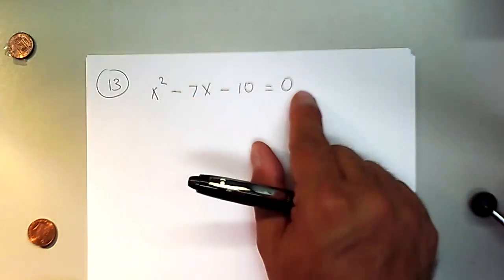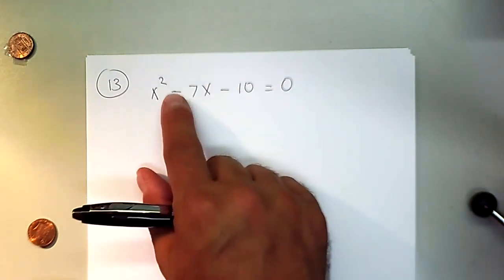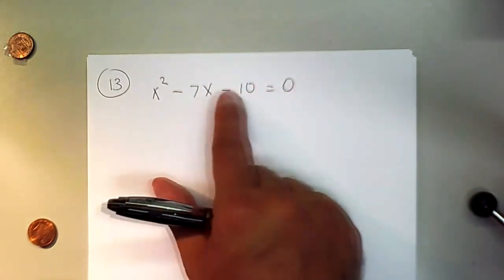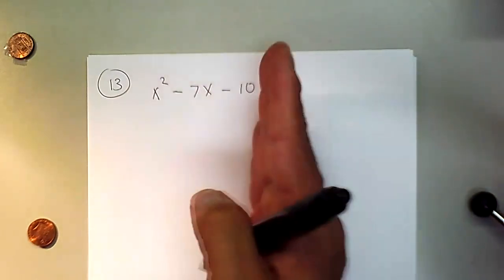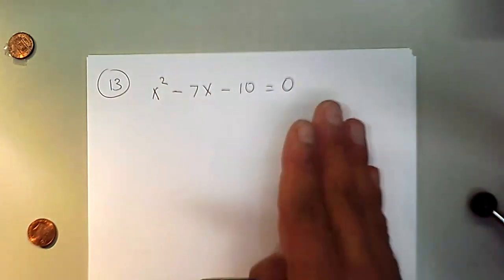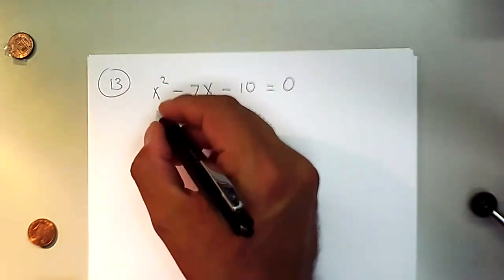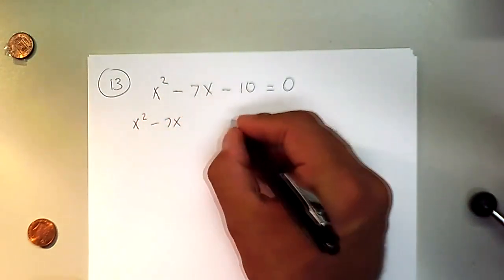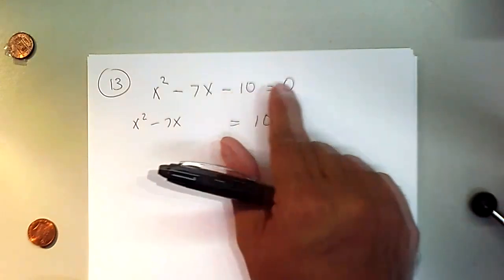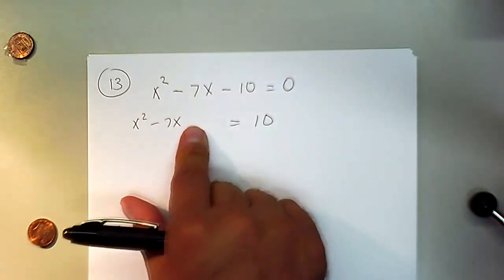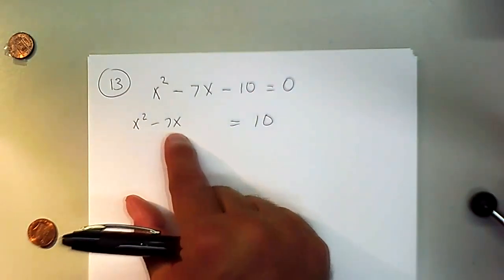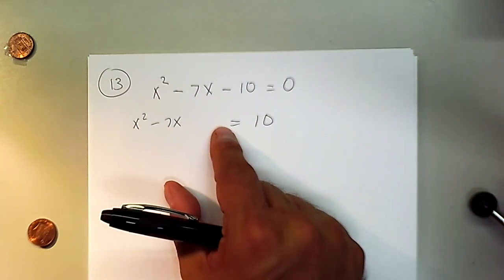Okay, so we want to add the 10. We don't want to add 7x and 10. We just want to add the constant. The x's have to stay on one side of the equation, the numbers on the other side of the equation. We're going to segregate. X squared minus 7x equals 10, adding 10 on both sides of the equation. Now we have to engineer a number here that will cause this polynomial to be a perfect square.